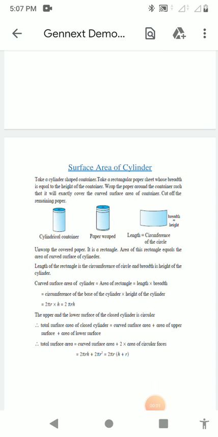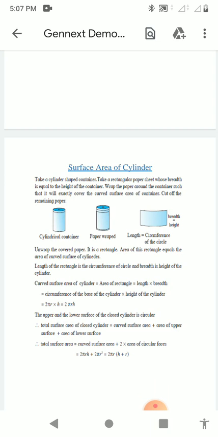So good afternoon friends. In the last lecture we have seen how to calculate the surface area of a cylinder. There are total two areas. First one is the curved surface area and second one is the total surface area. We will quickly revise the formulas and we are going to solve the examples in today's session.